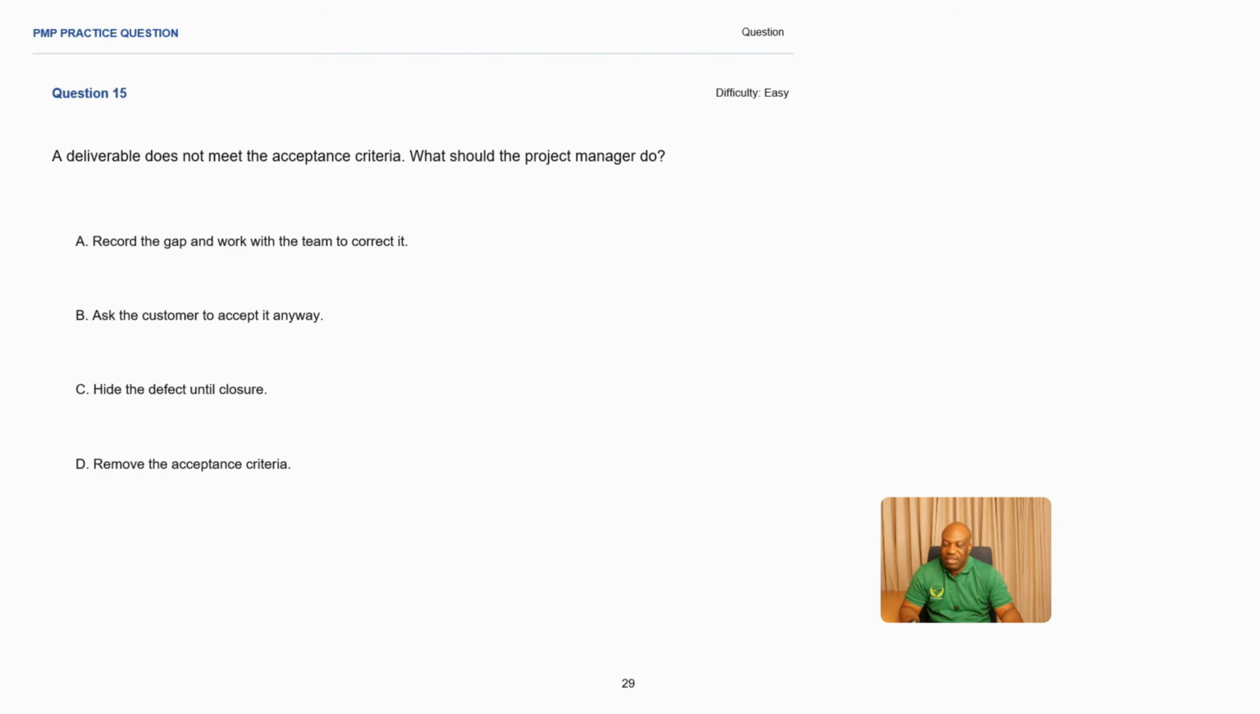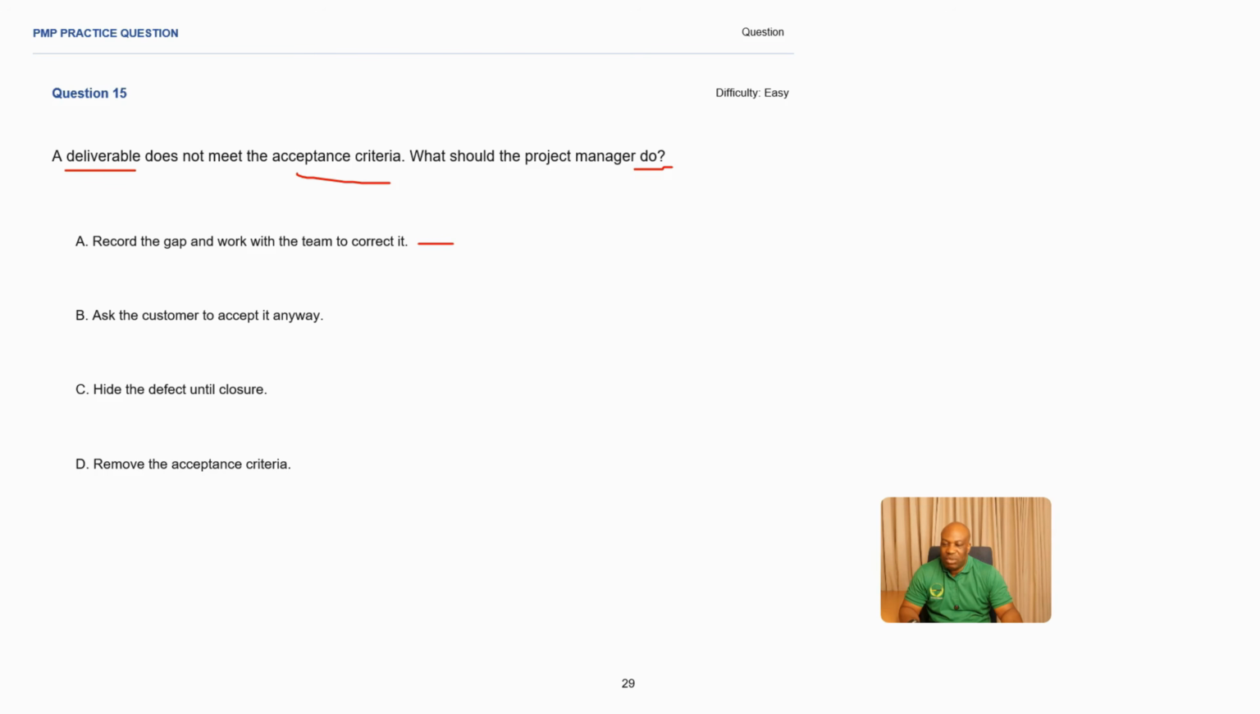Practice question number 15. A deliverable does not meet the acceptance criteria. What should the project manager do? So what is our problem statement? We have a deliverable which is not meeting acceptance criteria. Let us go through the answers now. Record the gap and work with the team to correct it. The deliverable does not meet the criteria, so there's a gap here. We'll leave this one for now.